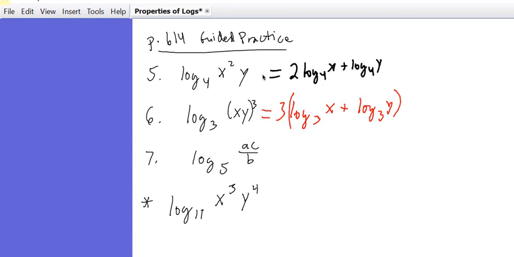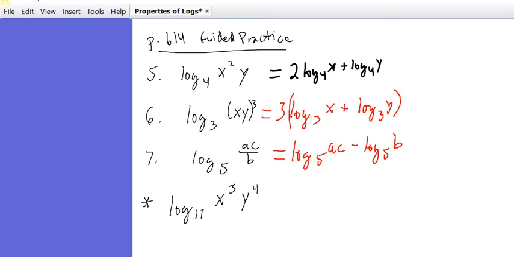All right, look at number 7. Number 7 does not have an exponent. It's a quotient. So the quotient property says to use what operation? Division. Subtraction. So division and subtraction go together when it comes to these exponential and logarithmic properties, and addition and multiplication go together. So we're going to subtract. So I'm going to say log base 5 of AC minus log base 5 of B. Now I could also break up that AC into a sum, but I'm not going to do that.